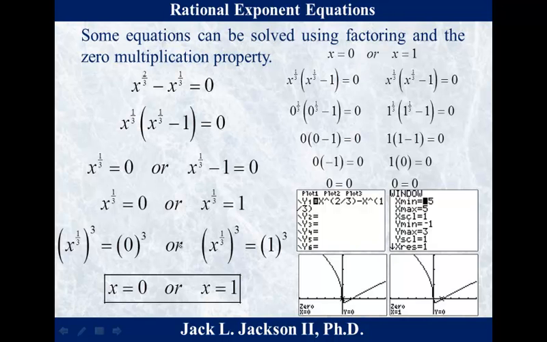These should check. So let's see here. If we have x equals 0, you plug in 0 for x here and here. Okay, if you can see my cursor there. And of course, 0 to the 1/3 is 0. 0 minus 1 is negative 1. And 0 times negative 1 is 0. And 0 equals 0, true, so that checks.